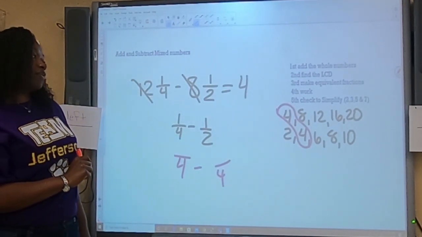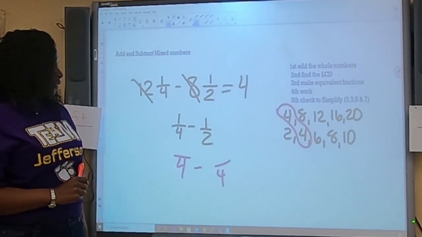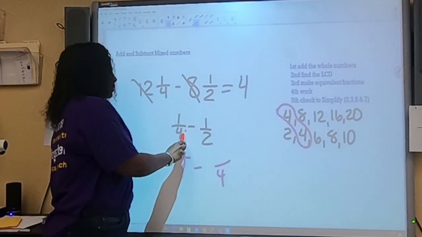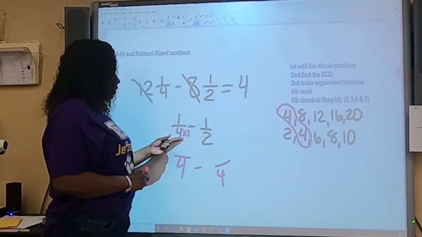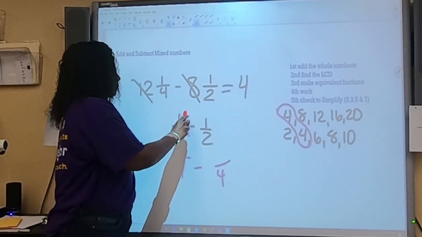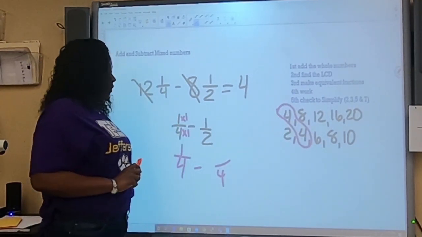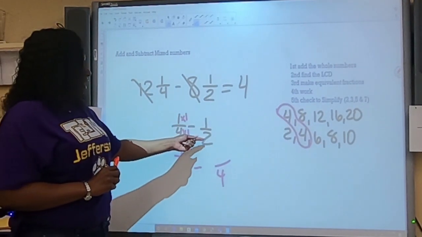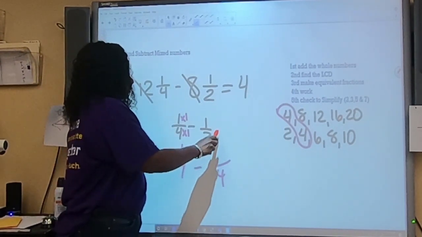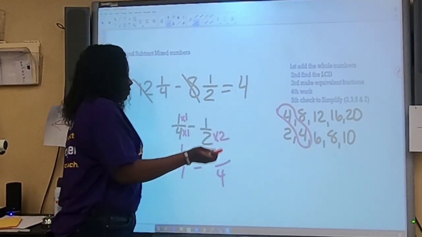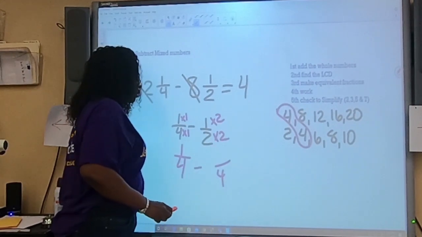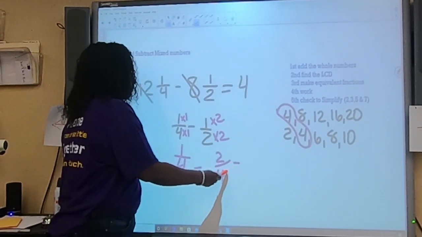Now I'm making equivalent fractions. What did I do to 4 to get to 4? Well, it stayed the same, so it had to be times 1. Whatever we do to the bottom, we do to the top, which gives me a numerator of 1. What did I do to 2 to get to 4? Times 2. Whatever I do to the bottom, I do to the top, which gives me a numerator of 2.